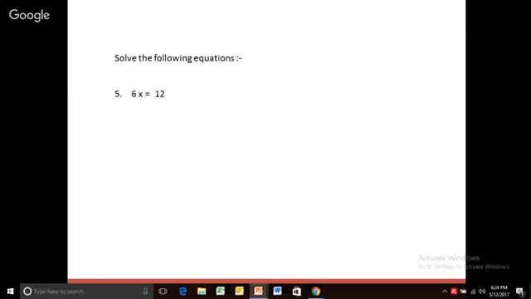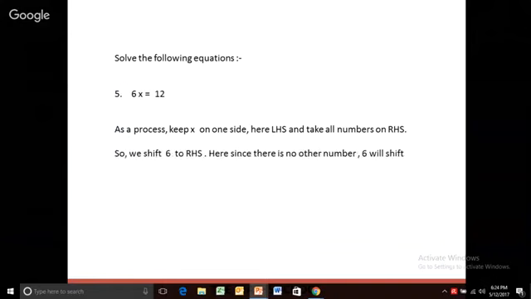6x is equal to 12. So here there is no other term except 6x and 12. Again we will keep x on one side and take numbers on the other side. So x will be retained on left hand side. 6 will go to right hand side. Since here there is no other plus minus, so 6 will go to the denominator. 6x is equal to 12. X is equal to 12 divided by 6 is equal to 2 will be the answer.